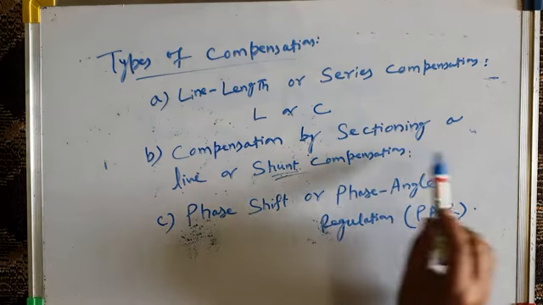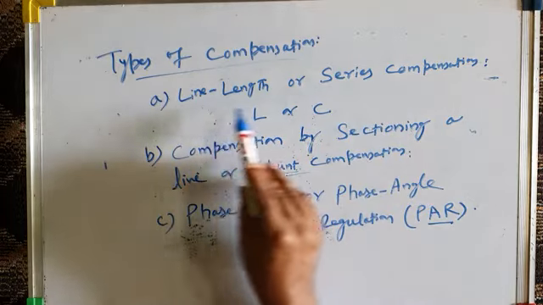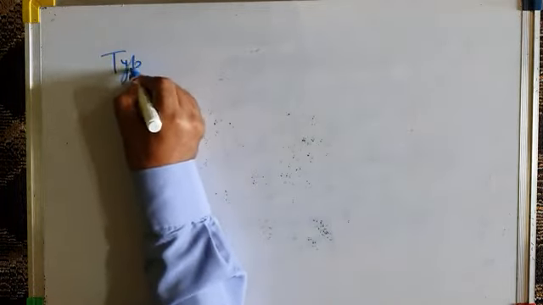We have shunt compensation, which is also called compensation by sectioning. We have series compensation, which is also called line length compensation, and we have phase shift or phase angle regulation type compensation. We'll study these types of compensations one by one in future classes. Now, this was types of compensations.